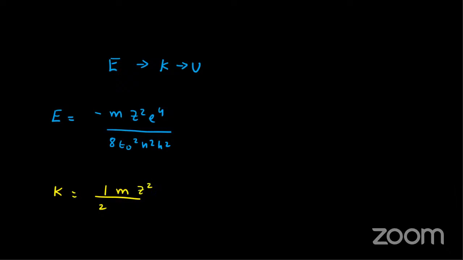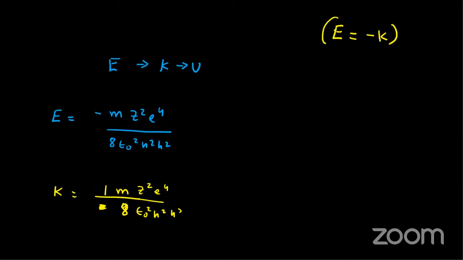Velocity square is nothing but Z square e to the power of 4 divided by 4 epsilon naught square n square h square. Two fours again it will become 8. Therefore, you can notice that the total energy of the electron is equal to negative of kinetic energy. They're the same. Total energy is exactly equal to kinetic energy, but with a negative sign.